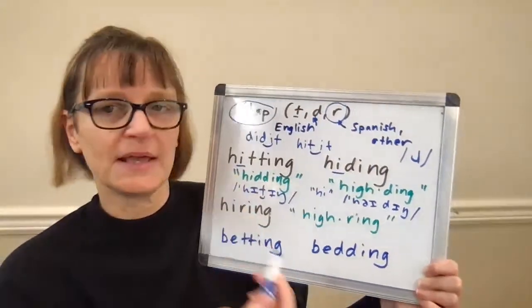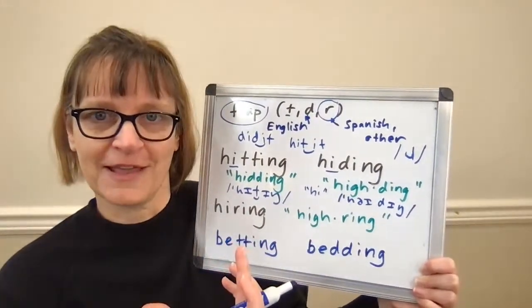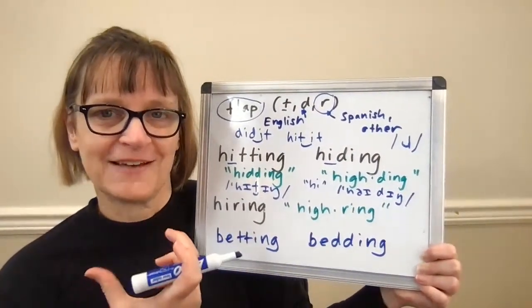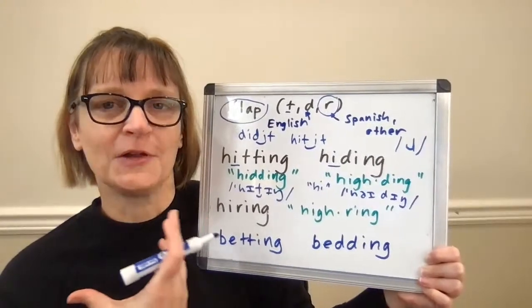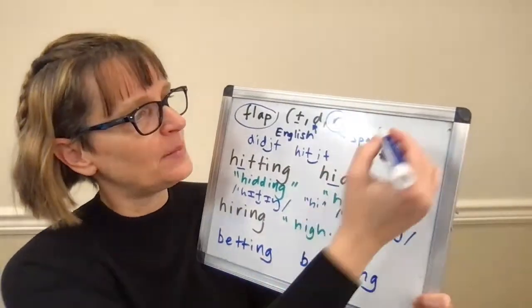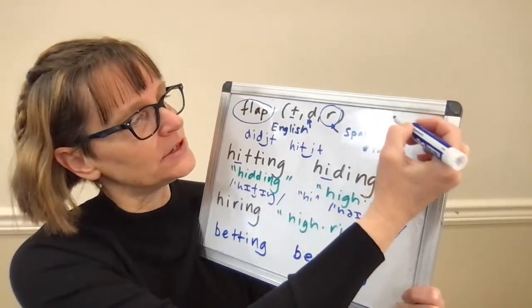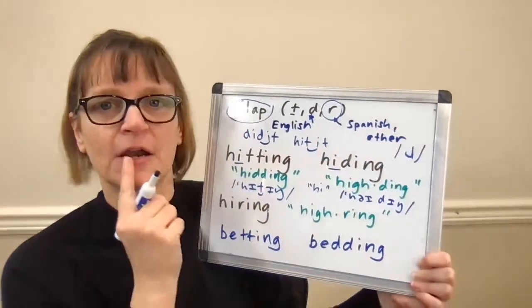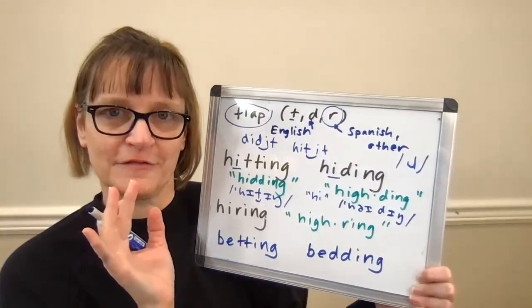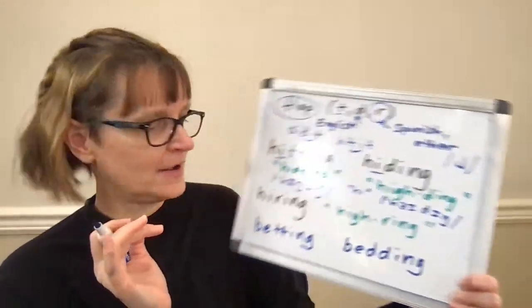So in the Spanish language and a number of other languages, they use a flap sound for words spelled with the letter R. So for example, pero in Spanish has that flap for the R.